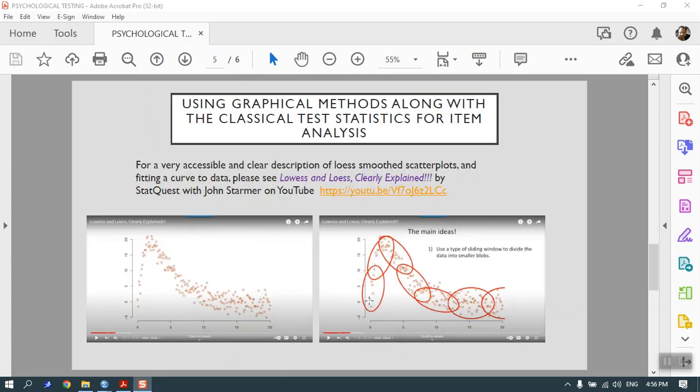You take the data, and in a sense you create this sliding window of a particular length that covers a certain number of points, for example. And then you run a regression, depending on the kind of smoothing we're doing. It could be a weighted regression. And you move it along in the sliding window, and then you connect all of these, and you get a smooth line. Take a look at it. It's actually an extremely intuitive description, and John Starmer does a great job in it there.